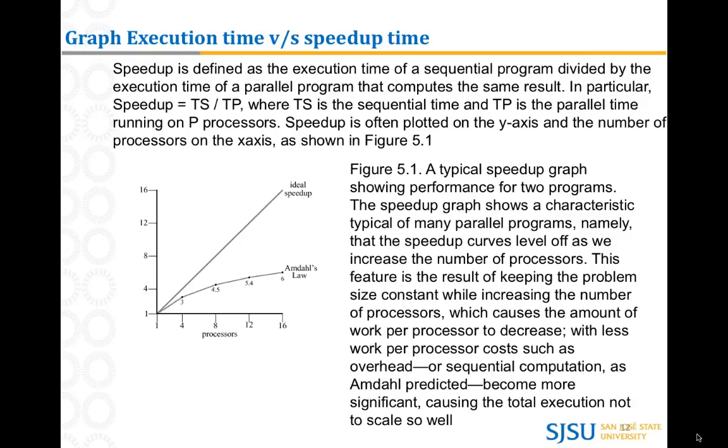The figure shows a typical speedup graph showing performance for two programs. The speedup graph shows a characteristic typical of many parallel programs, namely that the speedup curves level off as we increase the number of processes. This feature is a result of keeping the problem size constant while increasing the number of processes, which causes the amount of work per processor to decrease. With less work per processor, costs such as overhead or sequential computation, as Amdahl's law predicted, become more significant, causing the total execution not to scale well.